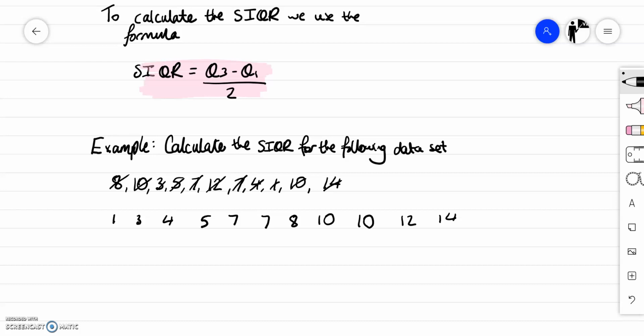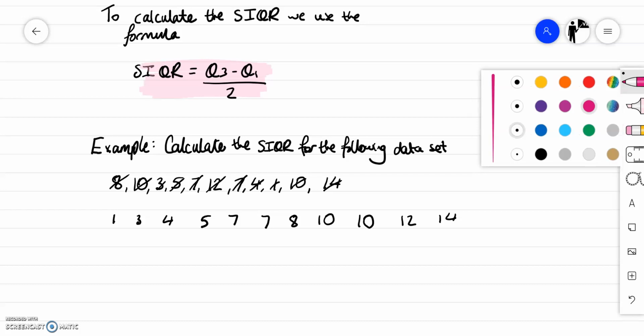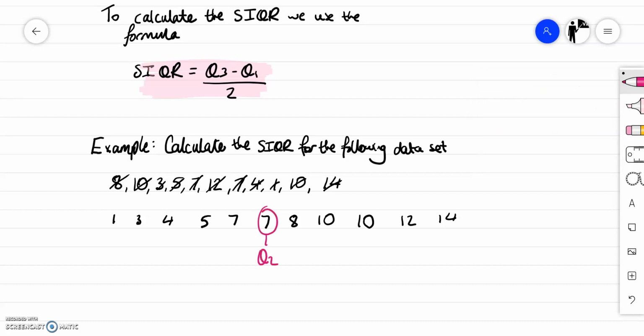So to calculate the SIQR, we need to work out the quartiles to start off with. We need to find our middle value. So 1 and 14, 3 and 12, 4 and 10, 5 and 10, 7 and 8, 7. So this is Q2. Okay, we need to work out our lower quartile. 1 and 7, 3 and 5, 4 is our lower quartile, Q1. 8 and 14, 10 and 12, 10 is our upper quartile, Q3.